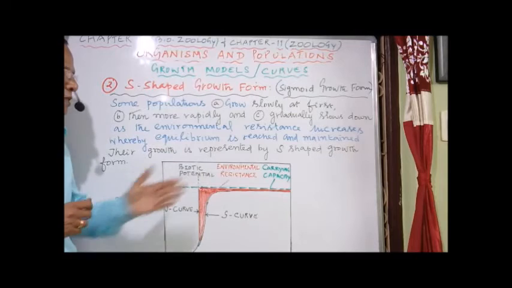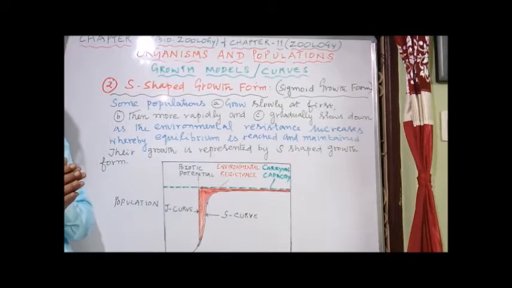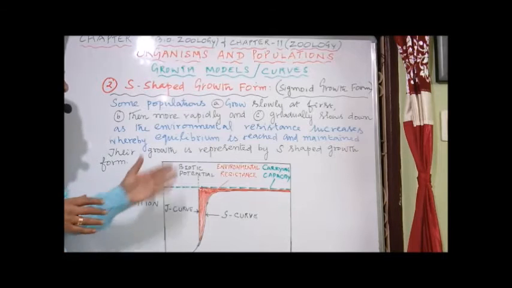Environmental resistance is both biotic and abiotic factors which act together to prevent the biotic potential. Biotic potential is nothing but the reproducing capacity of an individual. The maximum capacity of individuals produced by an organism by means of reproduction is called biotic potential.